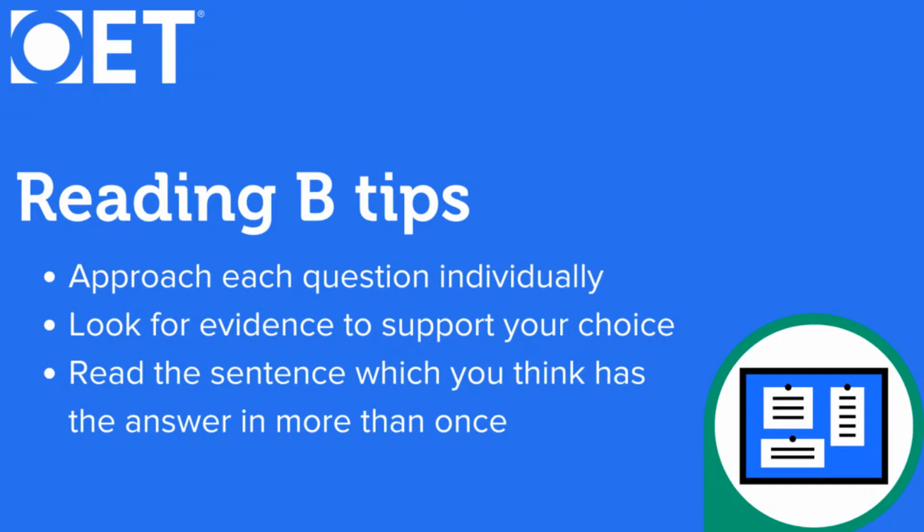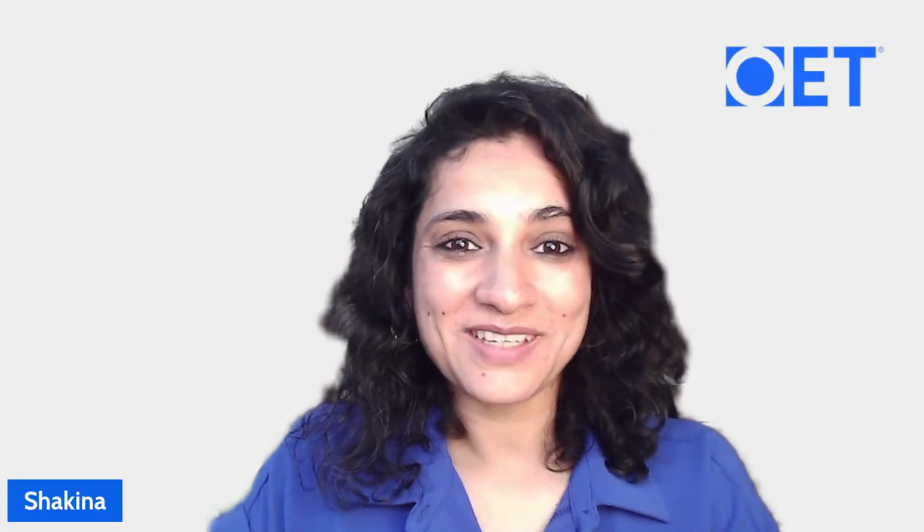And then the third tip is to read the sentence which you think has the answer more than once. That's because you really, again, want to reconfirm and make sure that you've got the meaning, you're not being distracted by words, and you've understood the meaning. So the last two tips would be useful for part C as well.